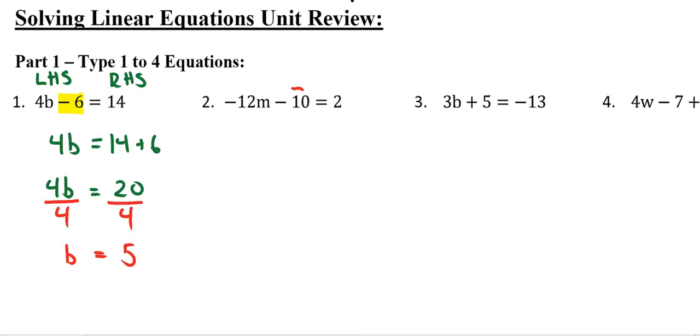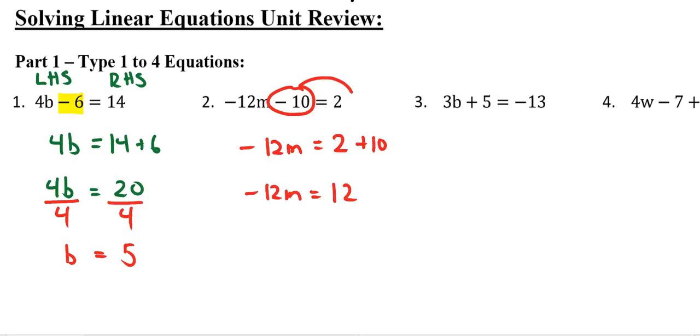I have a -10, and if I bring that to the other side, the sign changes, so this would be 2 plus 10, and then -12m on the left-hand side. 2 plus 10 is going to be 12, and this will be -12m. And then I need to just divide by this -12, divide that by -12, and this is m equals -1.